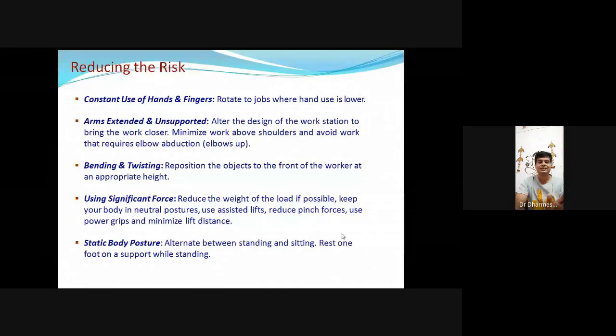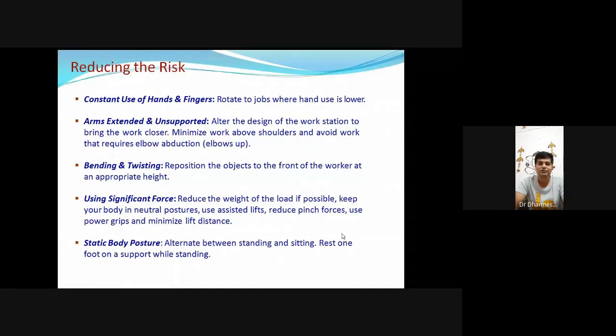Okay, so this was an example of extended hands. Second comes bending and twisting. How can we correct it? Reposition the object in front of the worker and at an appropriate height. If the worker has to bend and twist his body frequently, we need to advise the worker not to bend to ground level. Instead, keep the weight on some particular stand or tool so that bending and twisting are avoided.